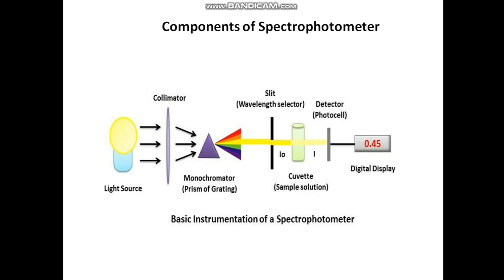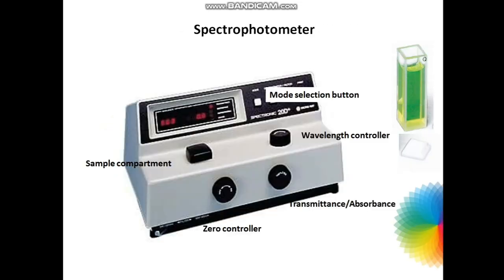For example, our silver solution absorbs around 520 nanometer. So radiation of 520 nanometer alone is allowed to pass onto the solution, and then the transmitted radiation falls onto the detector. The detector is a photocell which converts the light energy into an electrical signal, and in the display you can observe either the absorbance value or transmittance value. So these are the essential components of a spectrophotometer.